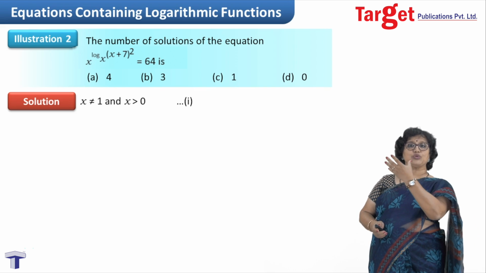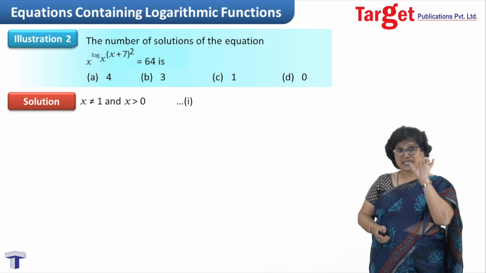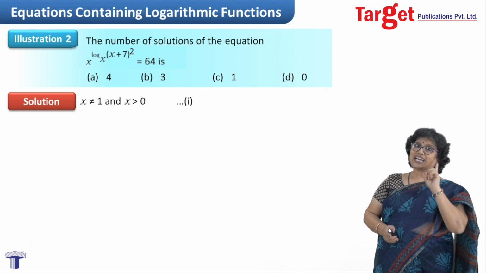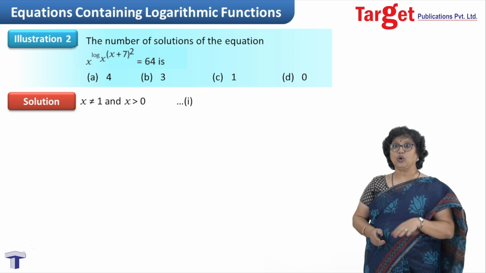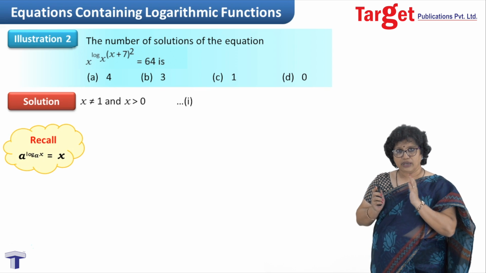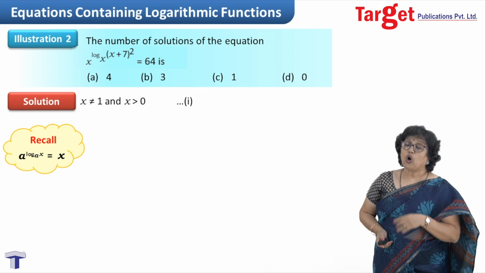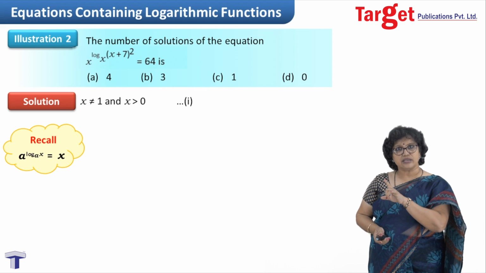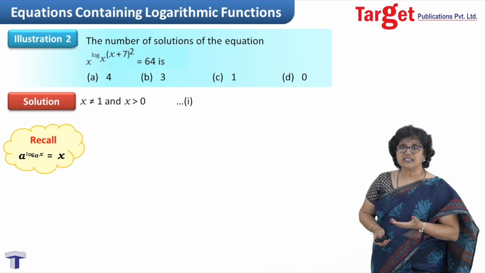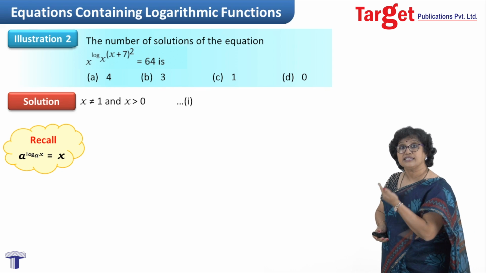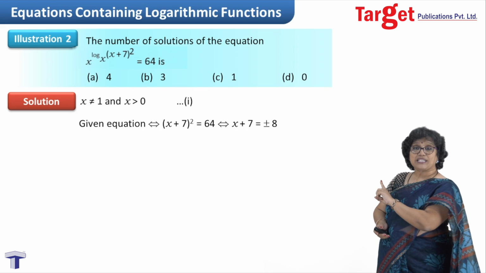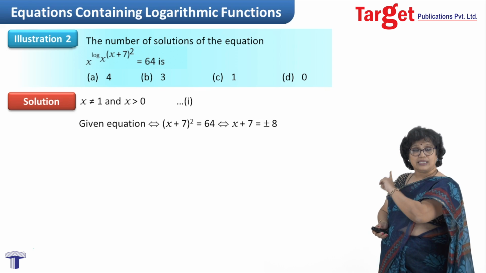Also, x raised to something you are saying, so that base means x again. Even that needs to be positive. So that we have already covered. So x not equal to 1, x greater than 0. This would be the region where we would work. Also, just now we have seen a raised to log x to the base a is x, and the equation's left hand side is actually in that form. So I can rewrite that equation as (x plus 7) whole square equal to 64.